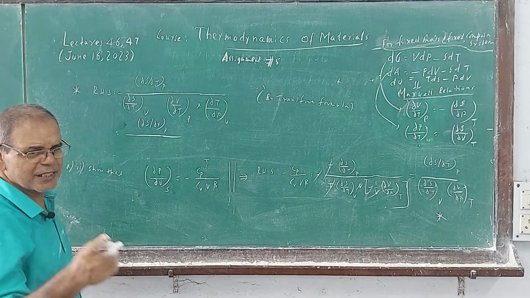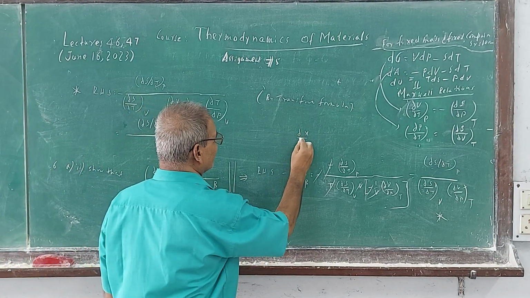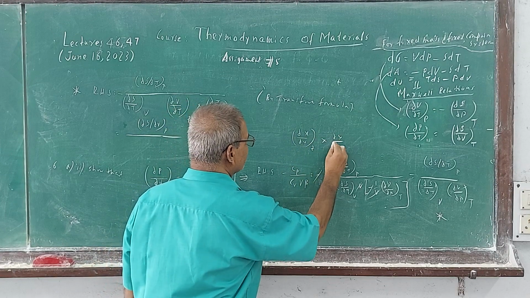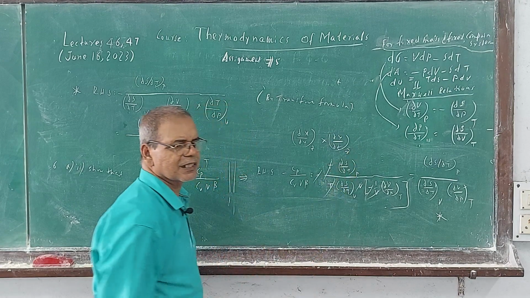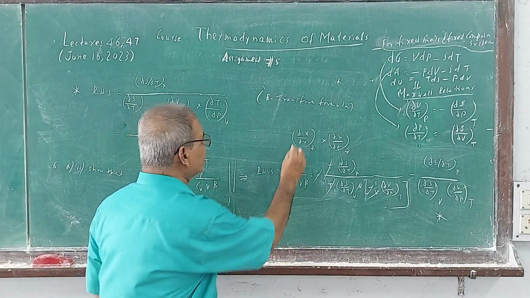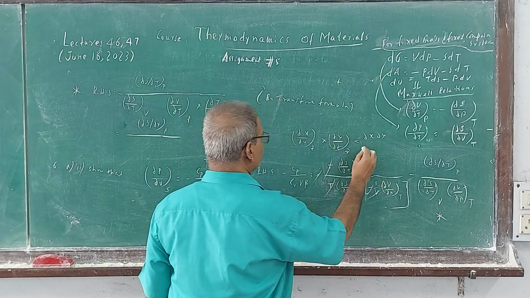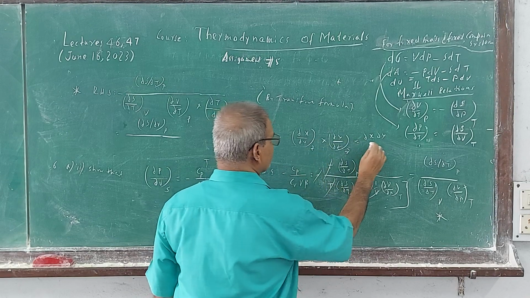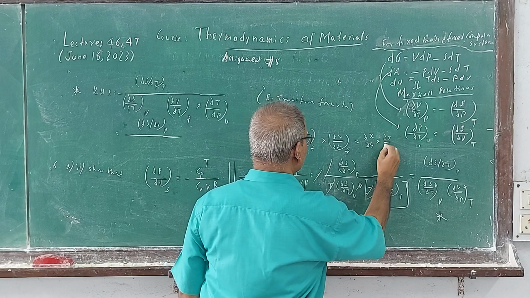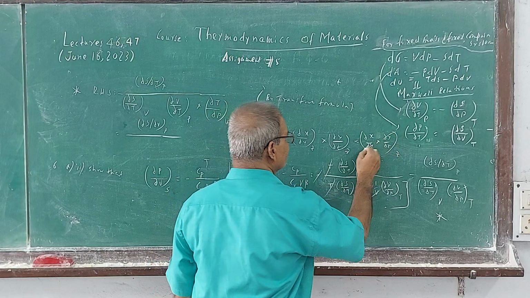Follow this. You don't know this? Oh wow. Del X del Y Z into del Y del T Z. What is this? Both are Z, no problem. Del X del Y times del Y del T, whole thing in bracket. This is the meaning of it. And this cancels in this case. So del X del T Z.